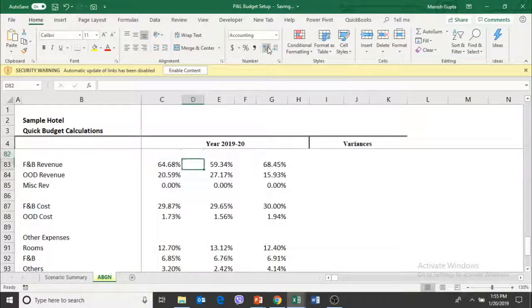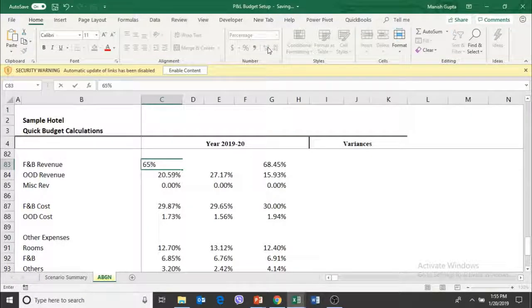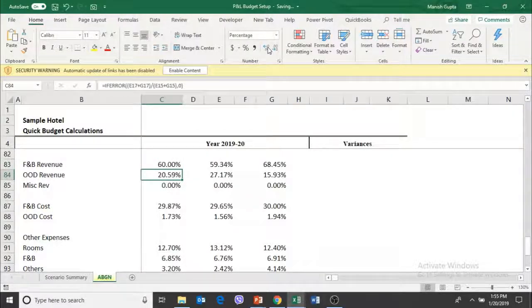Based on your past trends, your F&B revenue was 59%. The previous year was 68%, so what I did is take the average. But depending on your forecast and your economic situation, you can maybe change it to 65, or keep it at 60%. The numbers will change on the upper side because they are formulated.